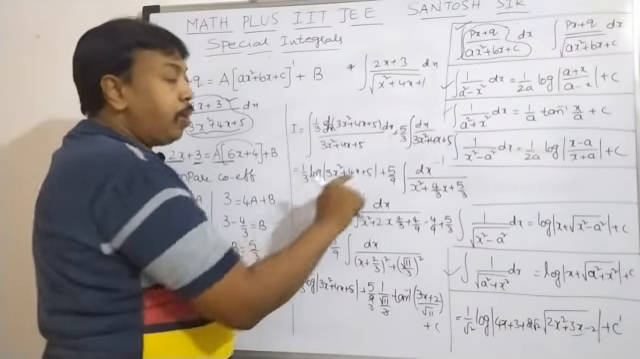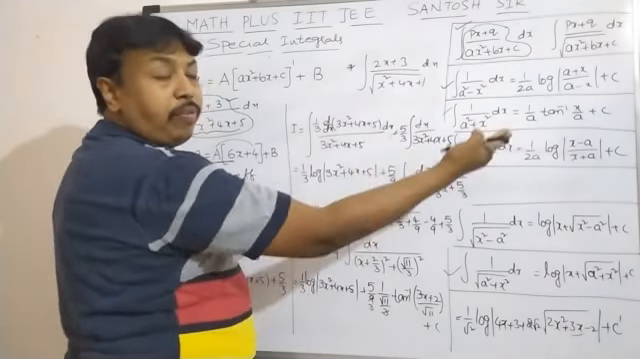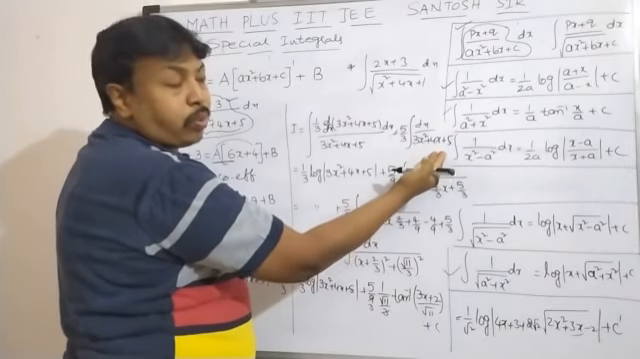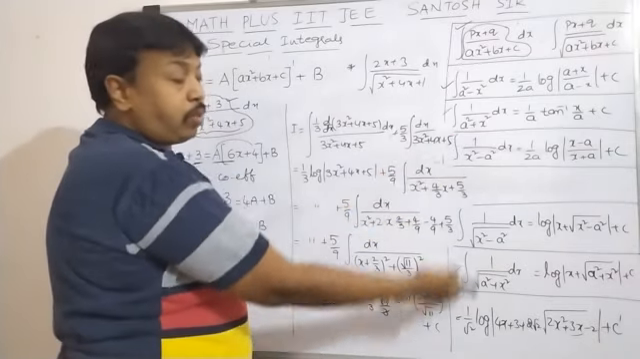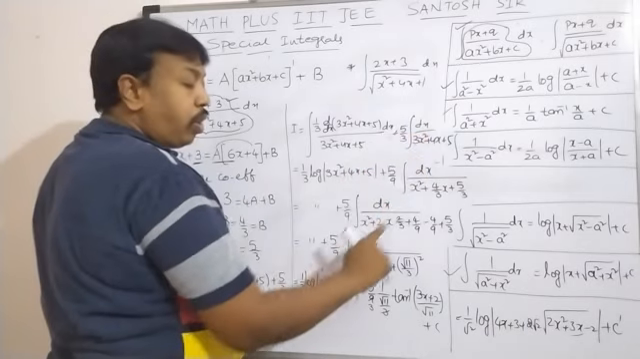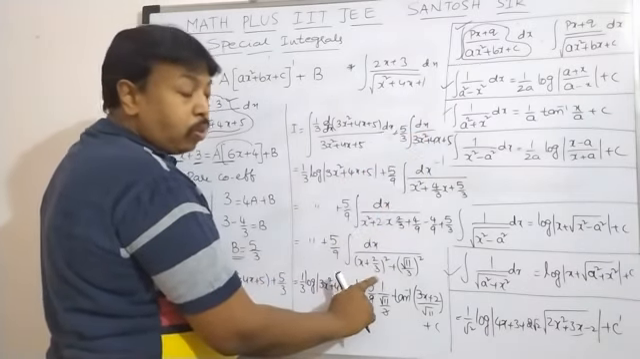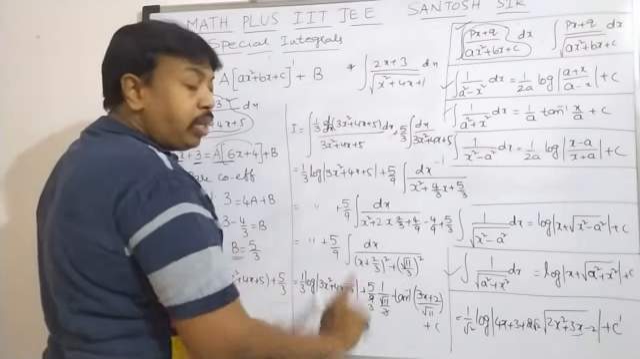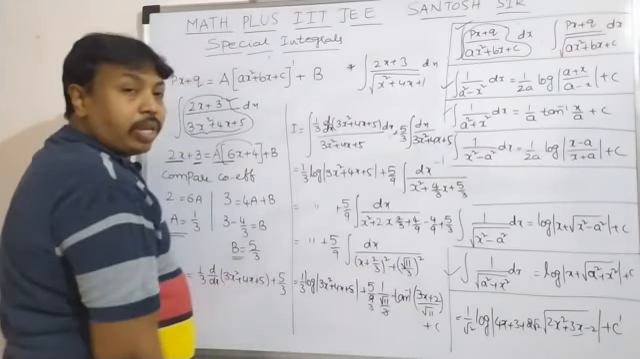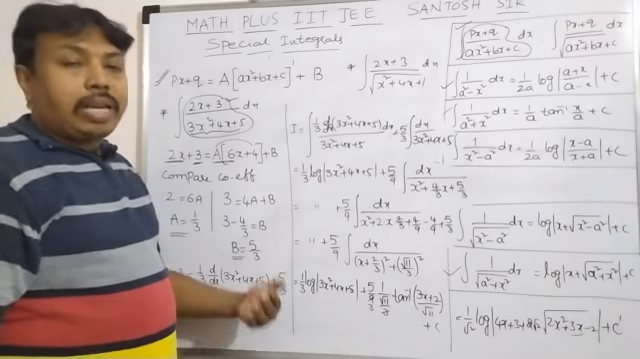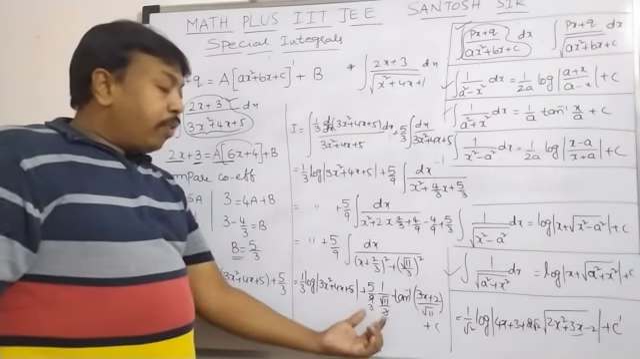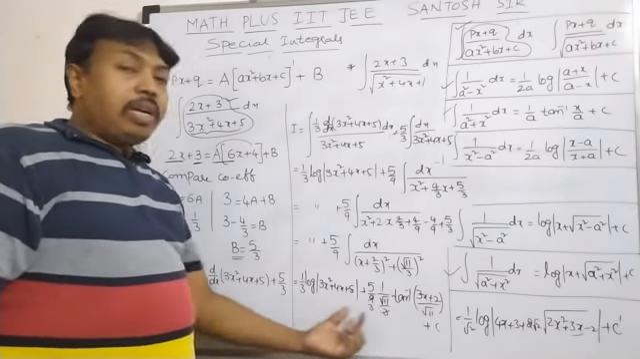Plus the second term: as in the previous method, make it into a completing square and convert it into one of the 6 formulas. So here we convert this by completing the square: x plus 2 by 3 whole square plus root 11 by 3 whole square. Using x square plus a square, the integral is 1 upon a tan inverse x by a. So that is applied here, and we will get the answer.